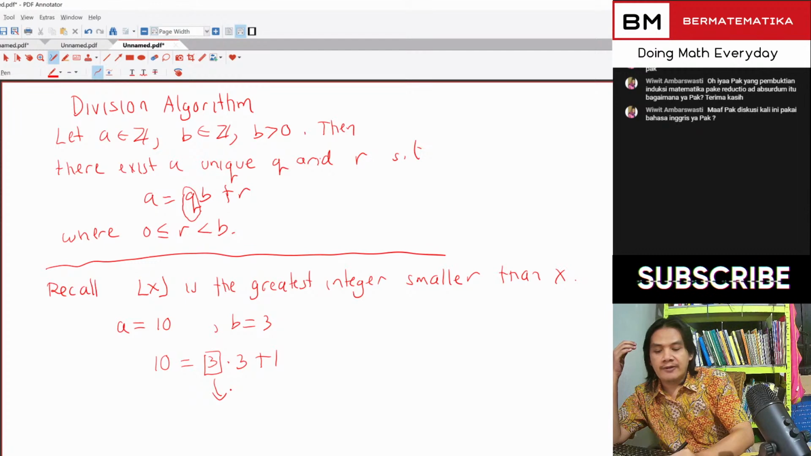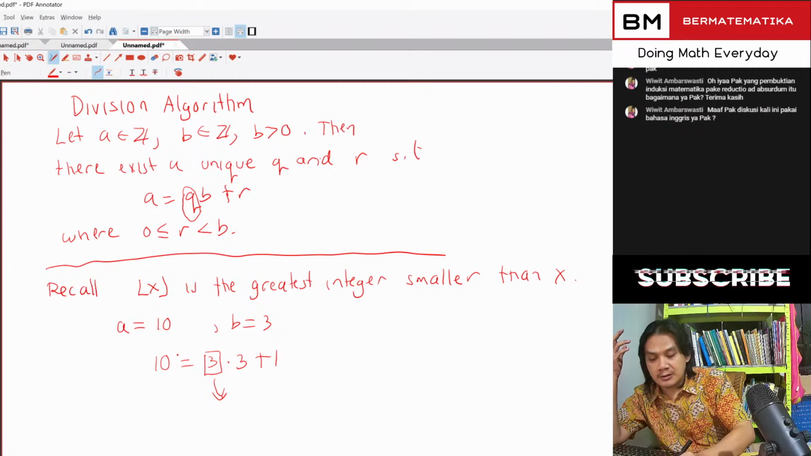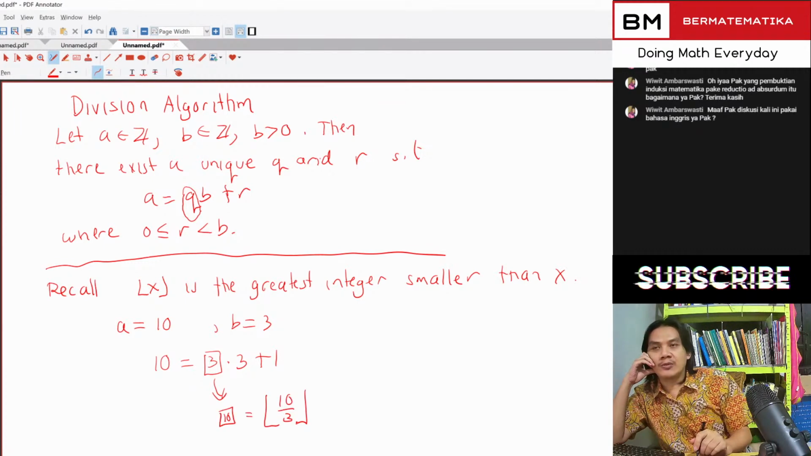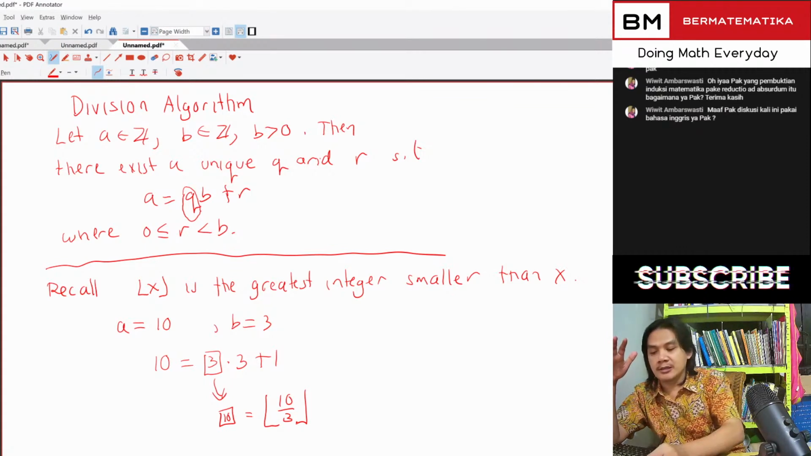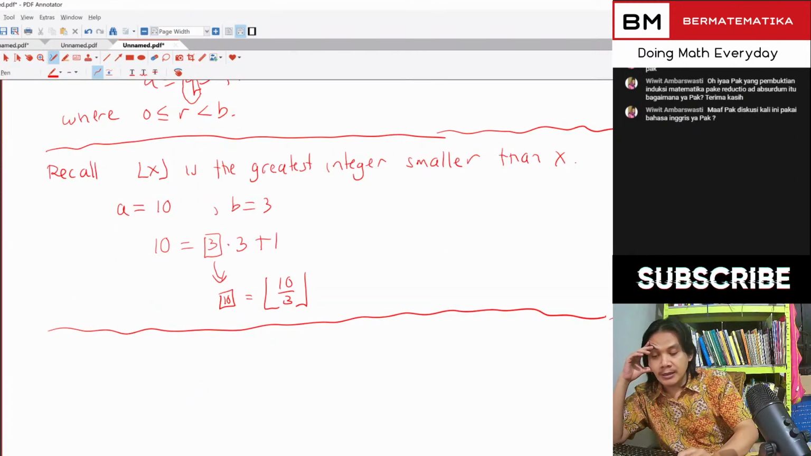from dividing. So this 3 in the box is exactly the floor of 10 over 3, okay? So as a candidate, we can propose our q to be the floor of a over b. This is something that comes up in our mind in order to find the proof, right?